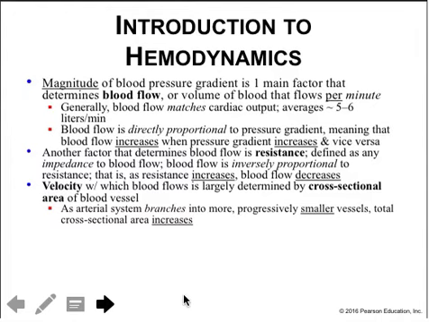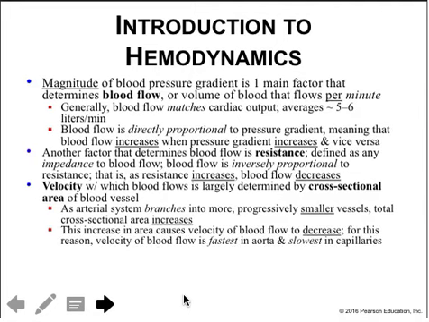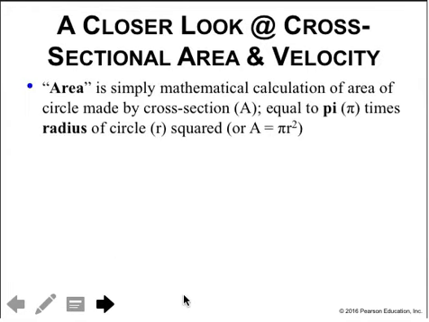As the arterial system branches into smaller vessels, the total cross-sectional area goes up. This increase in area causes the velocity of blood flow to decrease. For this reason, the velocity of blood flow is the fastest in the aorta and slowest in the capillaries.